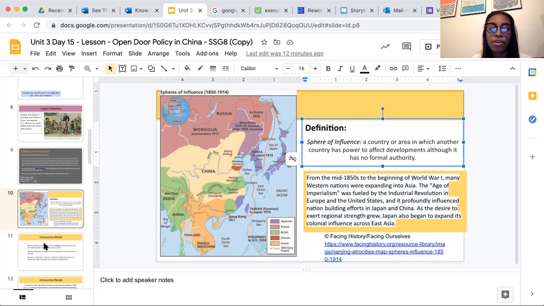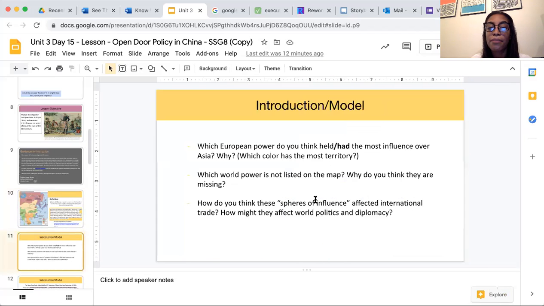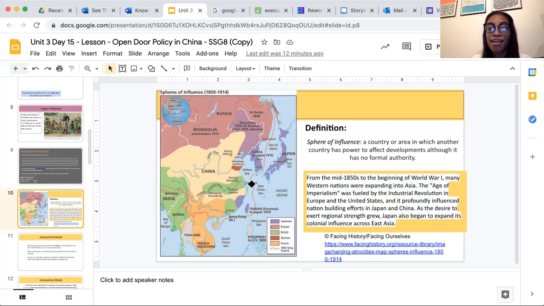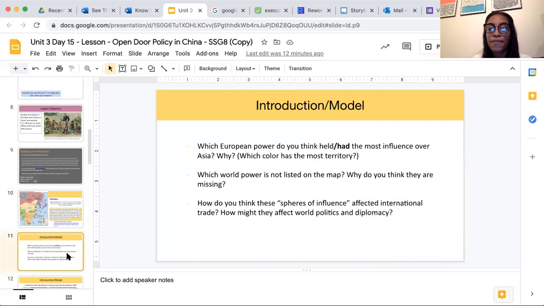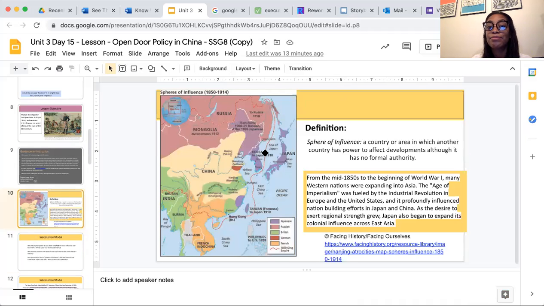So moving forward, let's look at these questions related to this map. Which European power do you think had the most influence over Asia and why? Basically, which color had the most territory? Green. So we see the British. And why do you think? Usually, if you control more territory, that means you have more power. Very good. Which world power is not listed? And why do you think they are missing? The United States. Why do you think they're missing? What do you guys think?